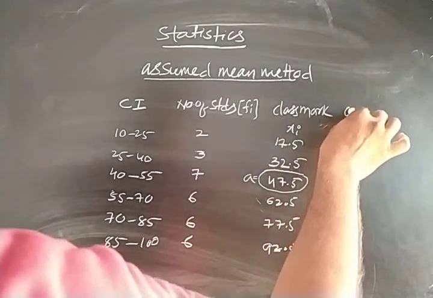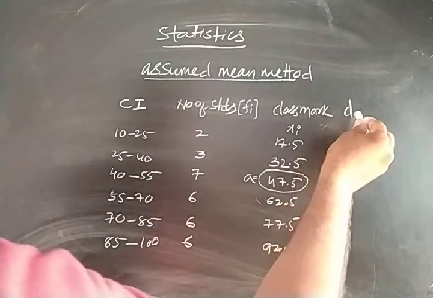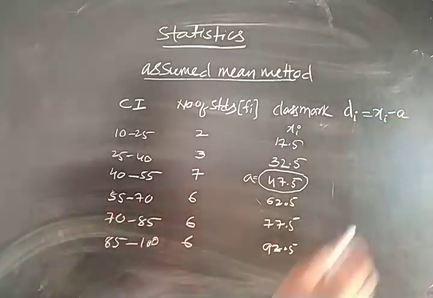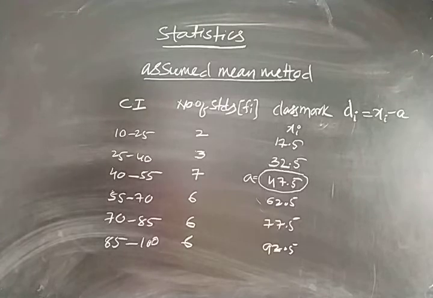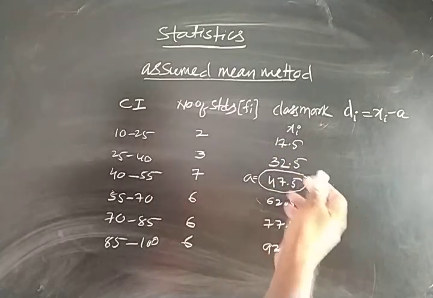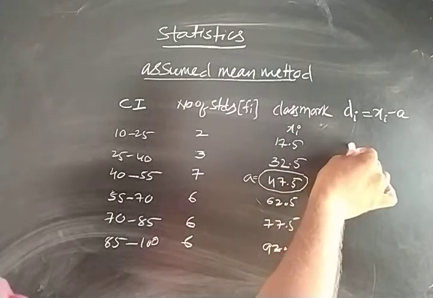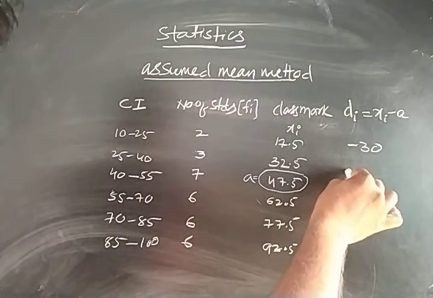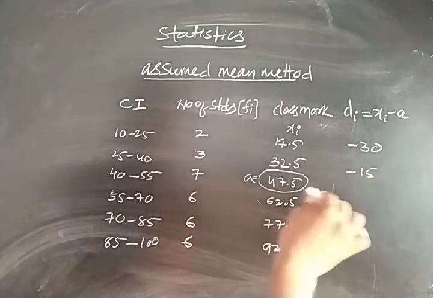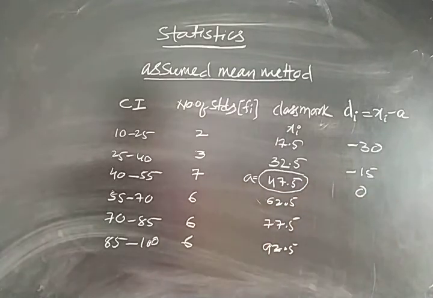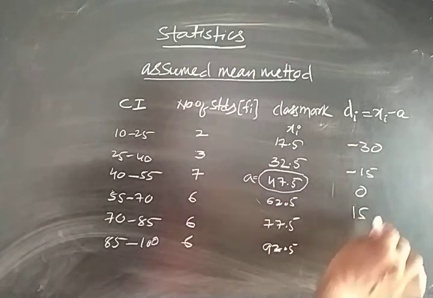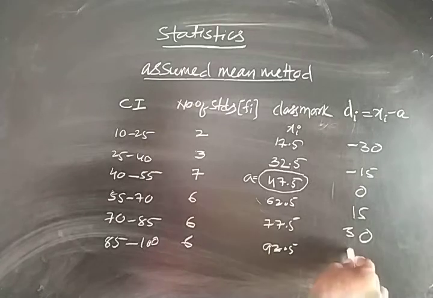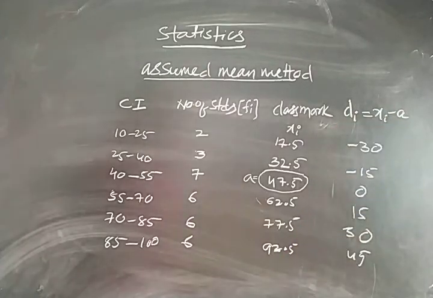After that, you have to find deviations, denoted by Di. Deviation means from Xi you subtract the assumed mean a. So from 17.5, I am subtracting 47.5, and you will get minus 30. 32.5 minus 47.5, what will you get? Minus 15. 47.5 minus 47.5 will be 0. Next 15, next one 30, next one 45. These are called the corresponding deviations of Xi.